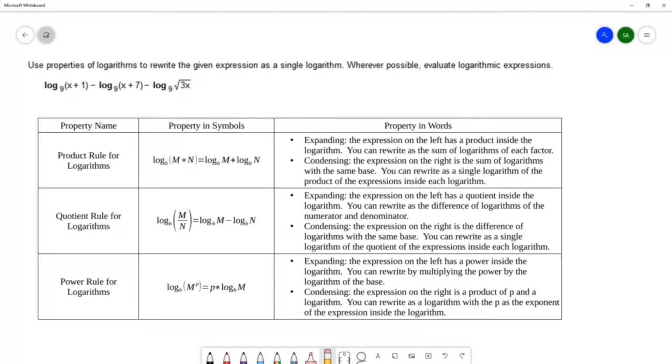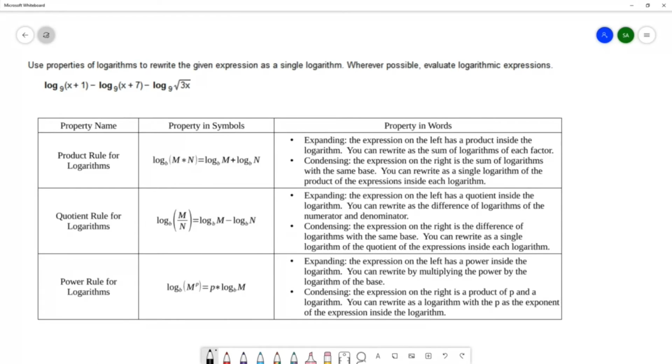The last property is the power rule, and we use that whenever we have a coefficient on the log, and that coefficient will become the power on the inside of the log. We look at our example, and none of our logs have a coefficient, so we don't need to use that property. So it looks like we're only going to be using the quotient rule for logarithms.